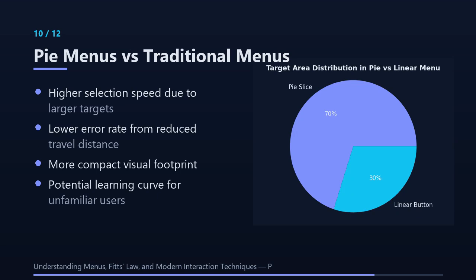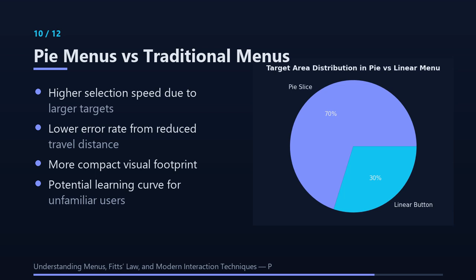The pie chart compares the proportion of usable target area between a typical pie slice and a conventional rectangular button. In this illustration, a pie slice occupies about 70% of the available angular space, while a linear button consumes only 30% of the horizontal width. Because pie slices are larger and positioned closer to the cursor's origin, users experience faster selection times and fewer misclicks.